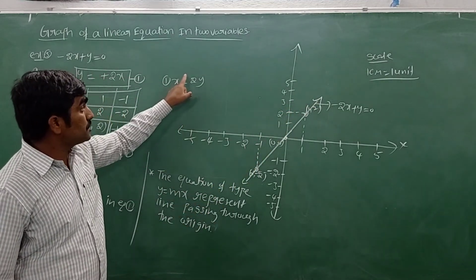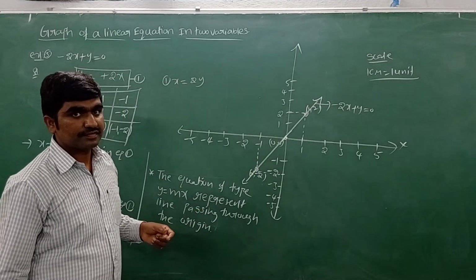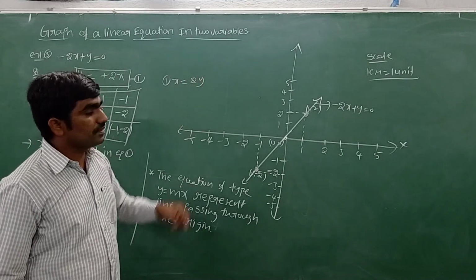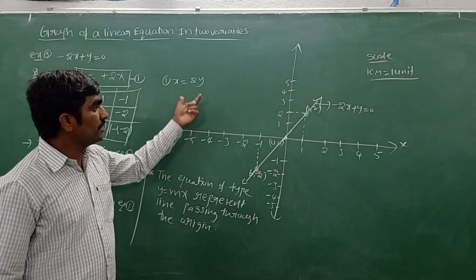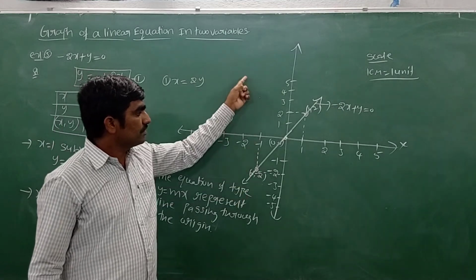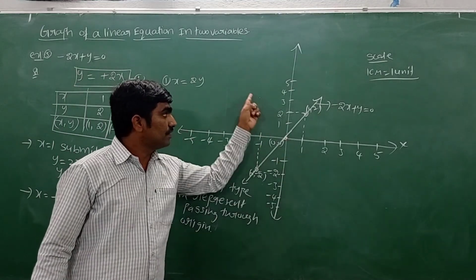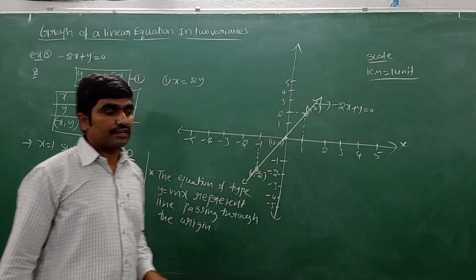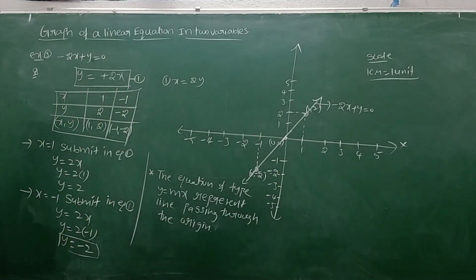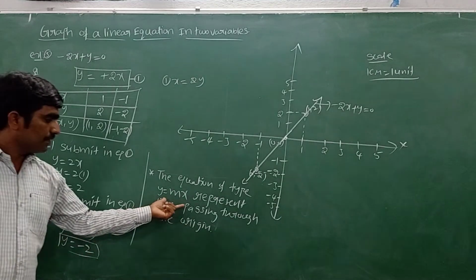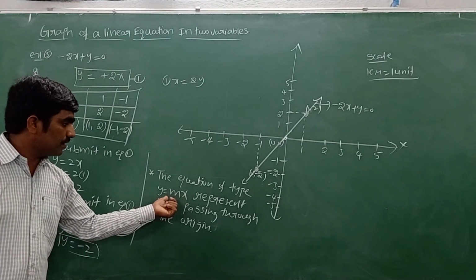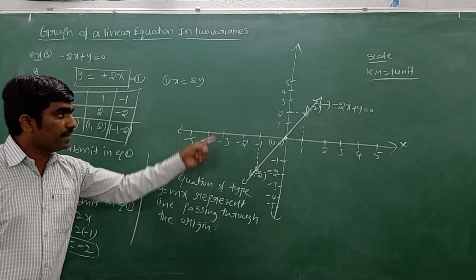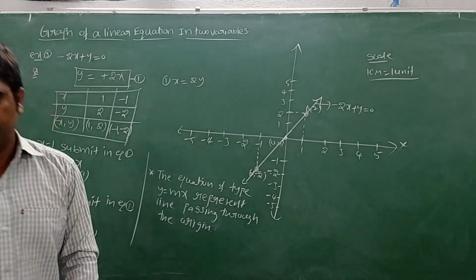Suppose I take x is equal to minus 2y. Then we get either plus minus or minus plus, so it is passing through the second and fourth quadrants. That is the way we can draw the graph. Keep this point in mind: when there is no constant, when it is in the form y is equal to mx, it passes through the origin.